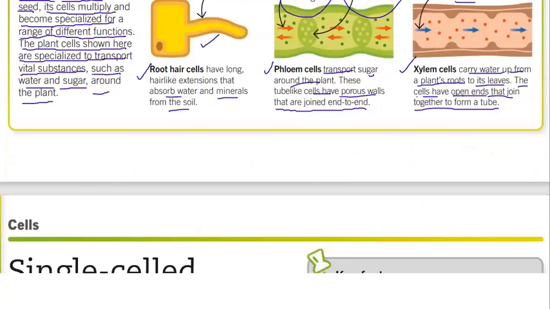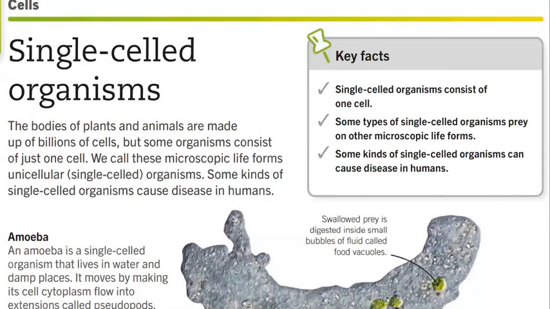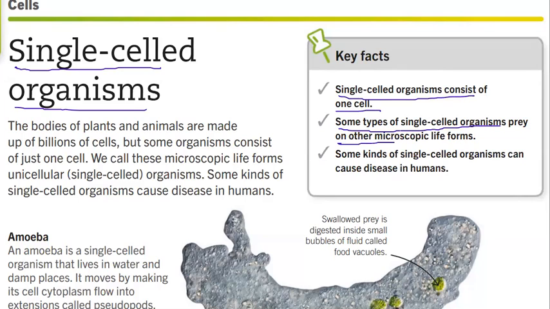And coming to the next one, single-celled organisms. We will see single-celled organisms. Now, in this, we have key facts. Single-celled organisms consist of one cell, and sometimes some types of single-celled organisms prey on microscopic life forms, and some kinds of single-celled organisms can cause disease in humans.